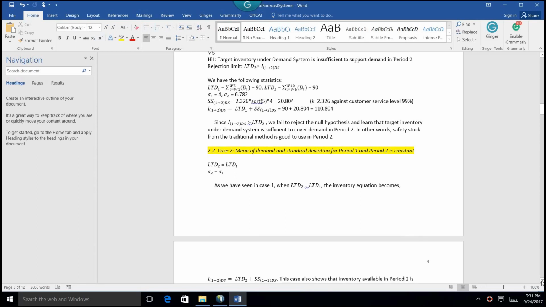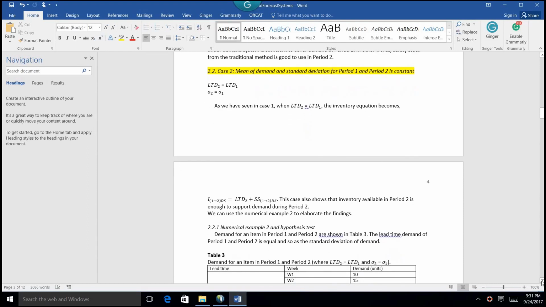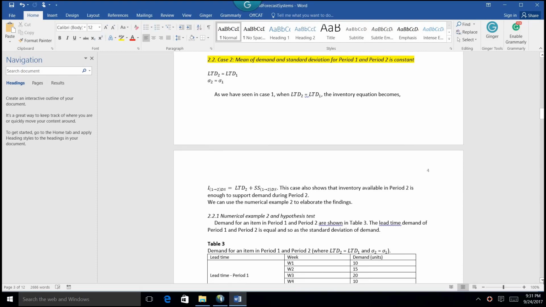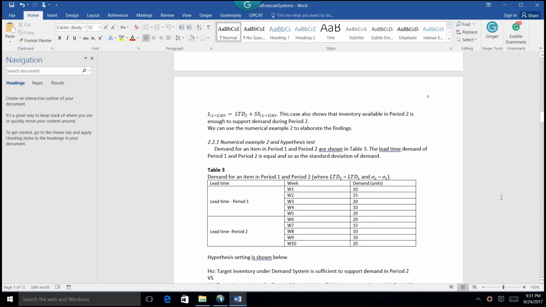So let's move on to case 2. Case 2 says mean of demand and standard deviation for period 1 and period 2 are constant, meaning that your data is stationary, there is no trend in the data, and also the fluctuation of demand in period 1 and period 2 is constant. LTD2 equals LTD1, sigma 2 equals sigma 1. Those are the mathematical equations.